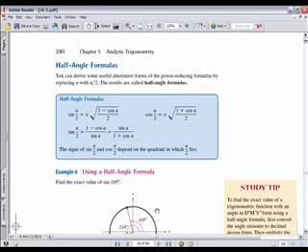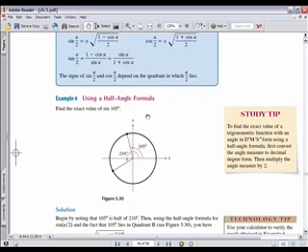Okay, here are some half angle formulas. So sine u over 2 is plus or minus the square root of 1 minus cosine u over 2. Cosine u over 2 is similar. Here's tan u over 2. These, again, are based on the power reducing formulas. The plus or minus doesn't mean you get 2 solutions. It just means you have to really pay attention to what quadrant you're in.